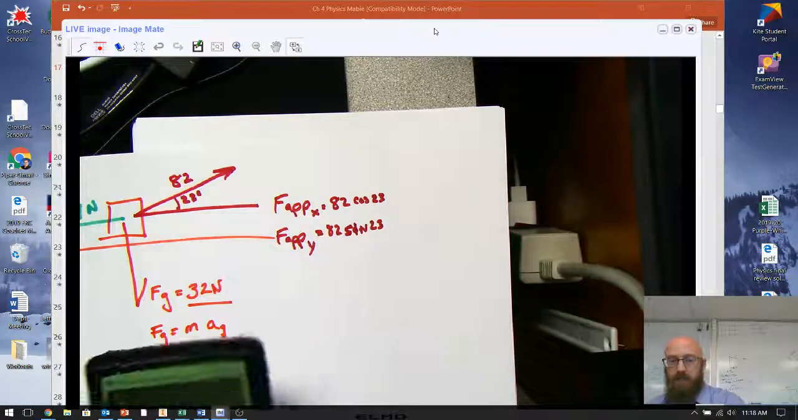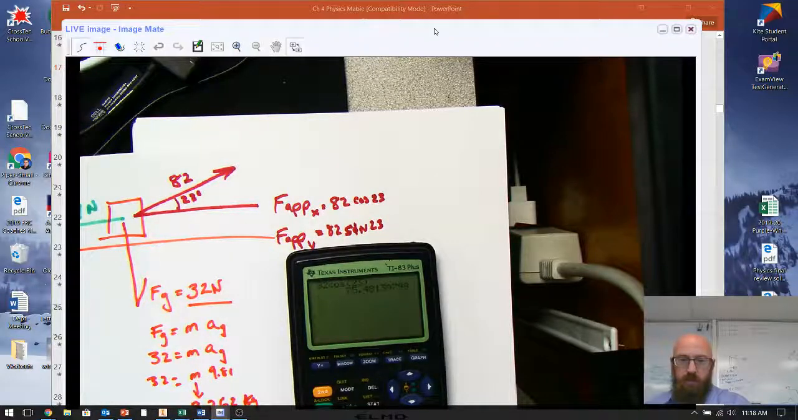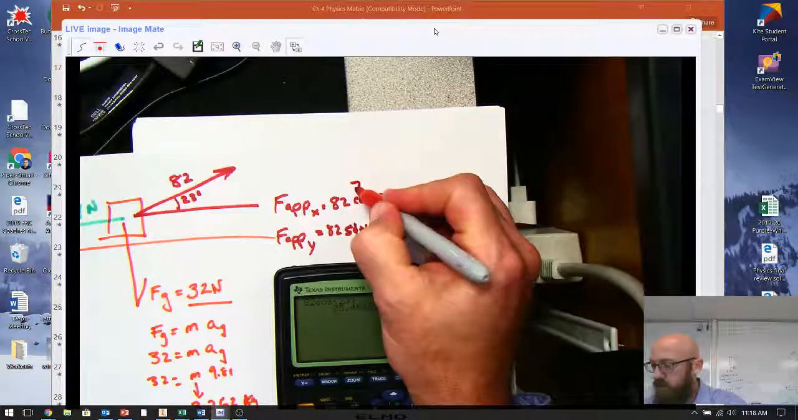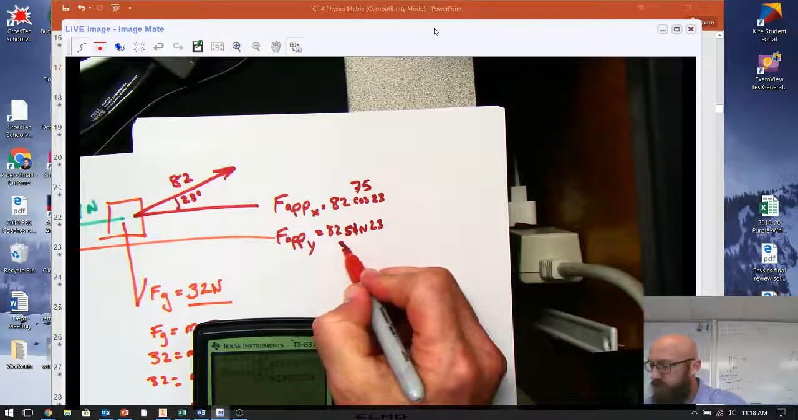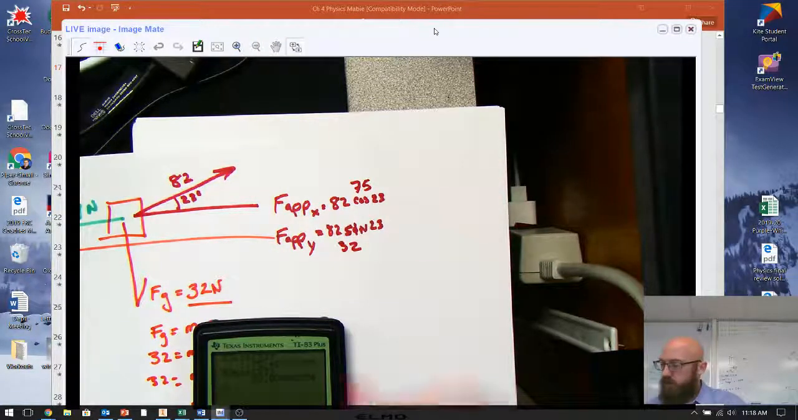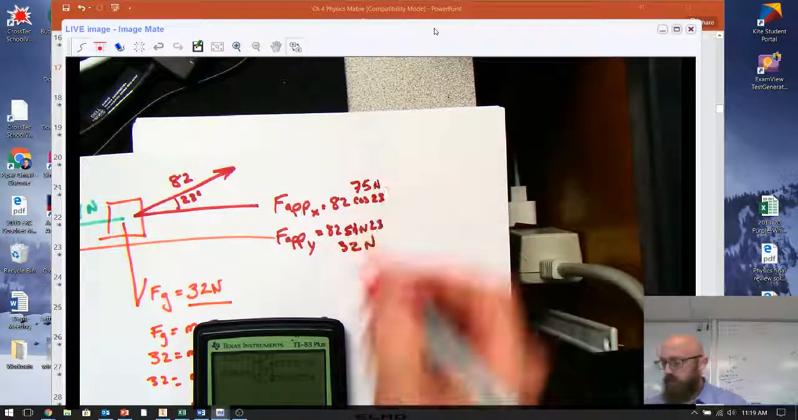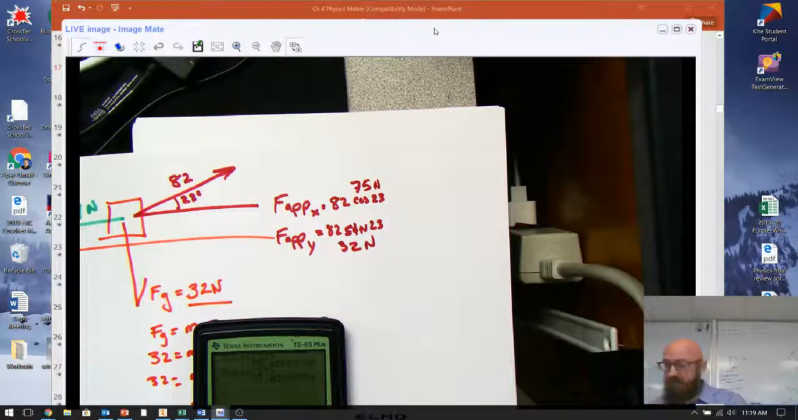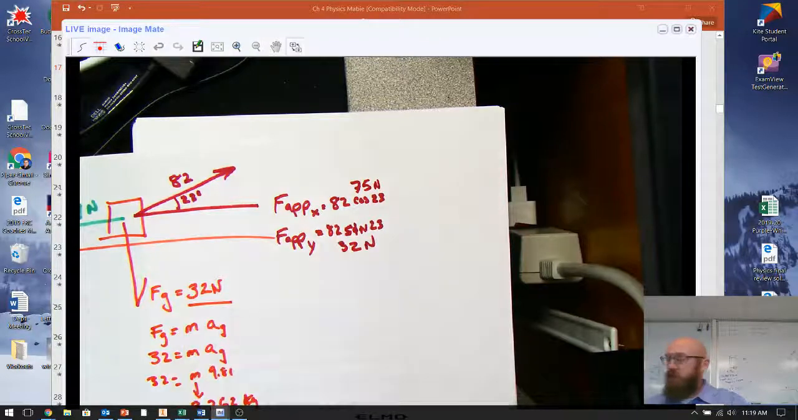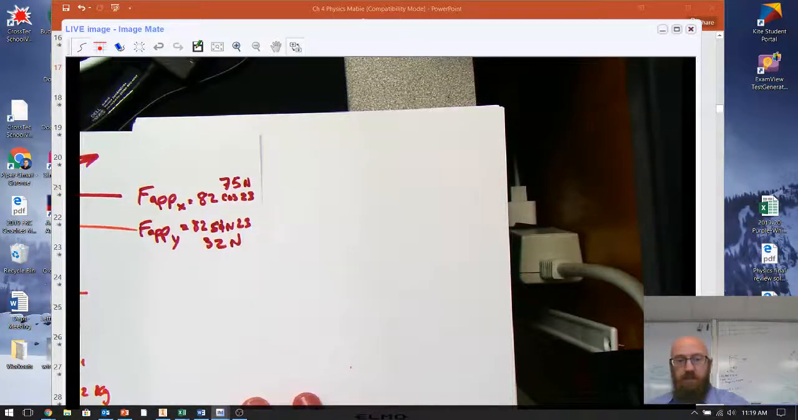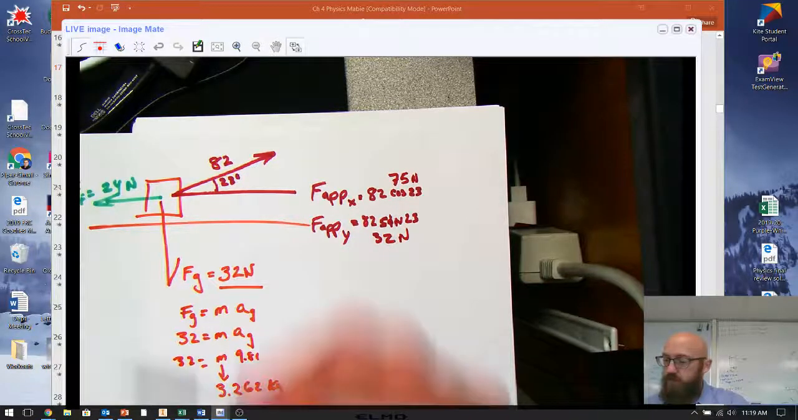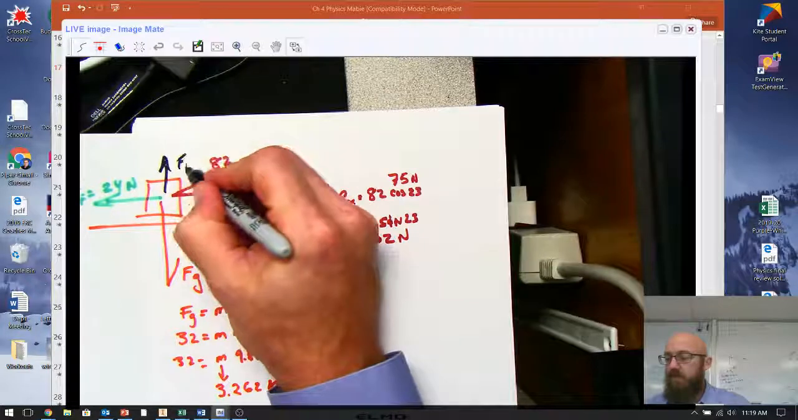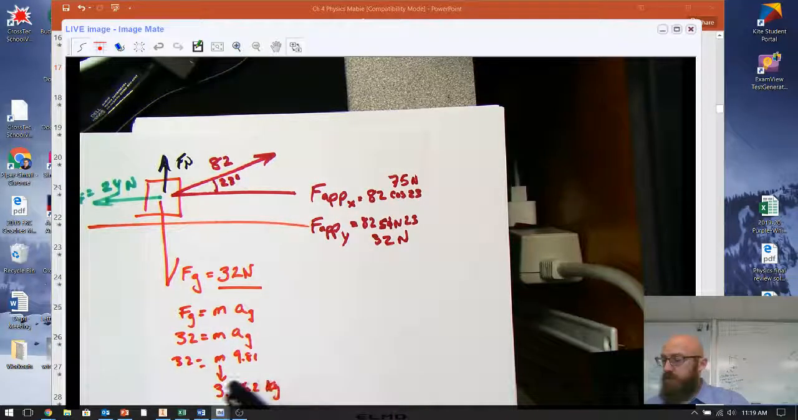So 82 times the cosine of 23, that's 75. And 82 sine of 23, that's 32. So 32 newtons and 75 newtons. That should make sense. I'm going to scoot this over a little bit so we can continue on, because we have to find our F of N. Well, remember what we said about F of N?